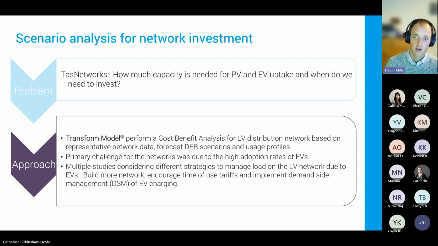So we utilized our transform model, which is a scenario analysis tool that we've developed that allows you to run various scenarios for different uptakes of technology and investigate different costing models around both the cost of solutions, so how much it costs to replace a transformer or upgrade a circuit, but also how much we can incentivize customers to shift their charging to other times of day and save on network investment. And so I will get straight to a quick high-level overview of the findings.